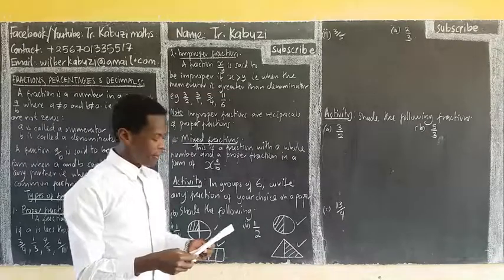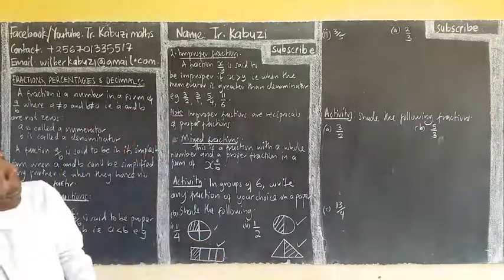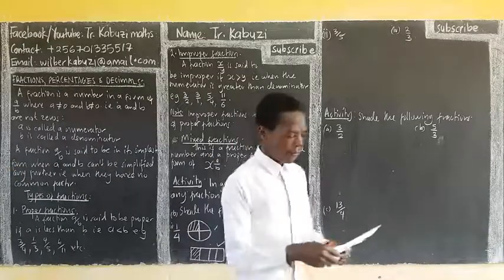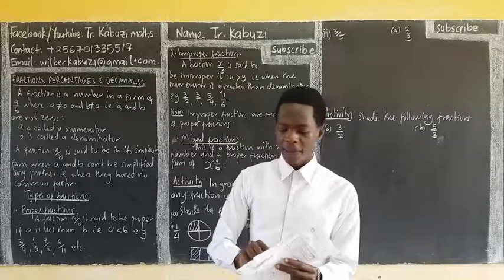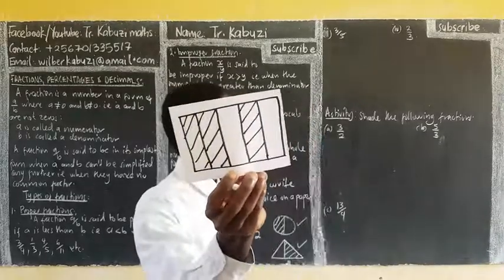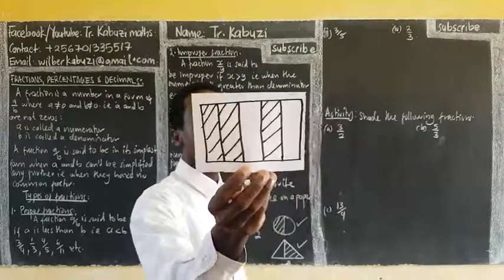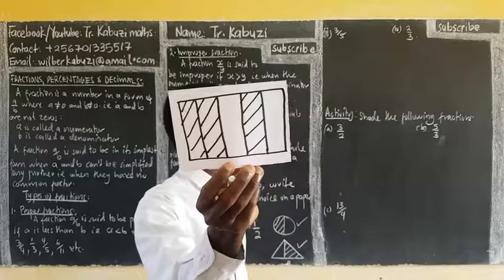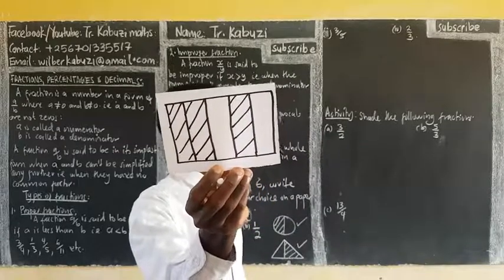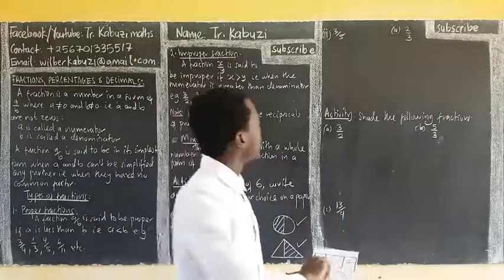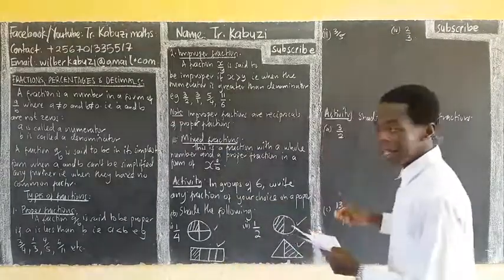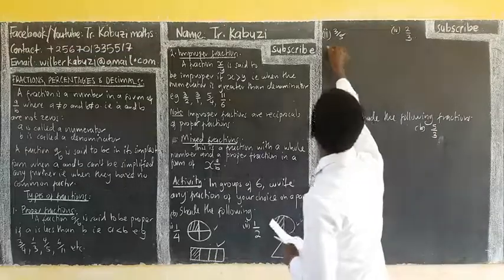Okay, then we move to the next. The next is 3 over 5. I think I have this one here. I think you see what they have here. They divided it into 5 parts, and then they shaded 3 parts. So, next time, please indicate the groups.